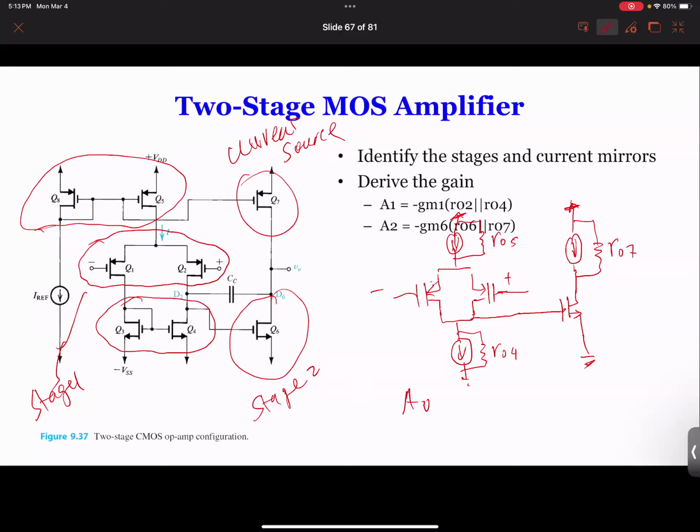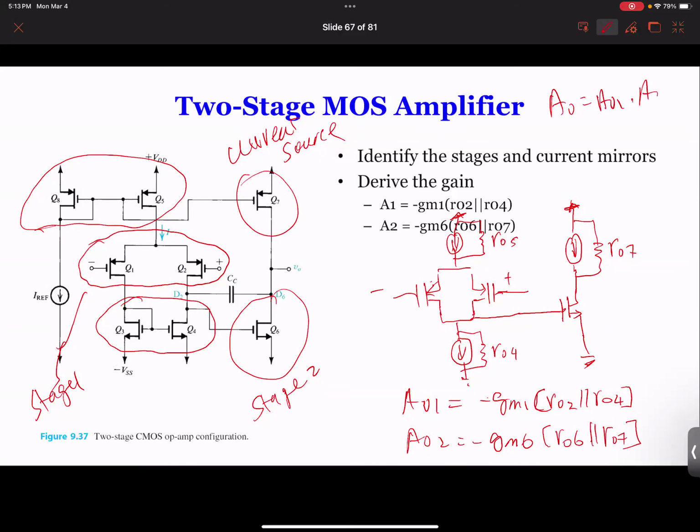So ultimately, if you go back to what we have learned before, you can easily find that A1 is going to be minus gm1 times RO2 in parallel with RO4. And you can calculate A2 equal to minus gm6 times RO6 in parallel with RO7. And of course, your total gain A0 is A1 times A2. And after you calculate gm1, gm6, and the resistances, you can get the overall gain.